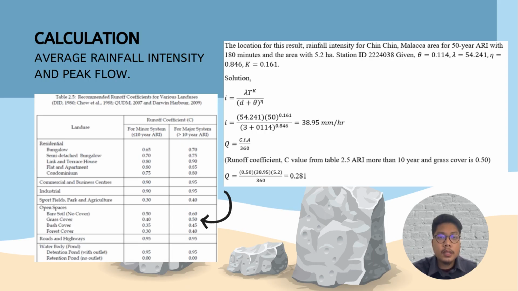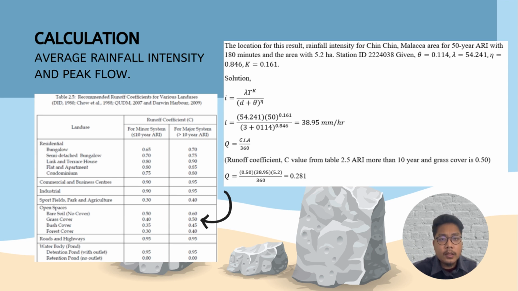Now we would like to talk about how to calculate the average rainfall intensity and the peak flow. For this project we chose the location of the Cincin Melaka area for a 50-year ARI, 180 minutes, and the area is 1.5 hectare. In the MASMA Appendix 2.B, we get these values. The delta is 0.114, the lambda is 54.241, the n value is 0.846, and lastly the k value is 0.196, 0.1161.